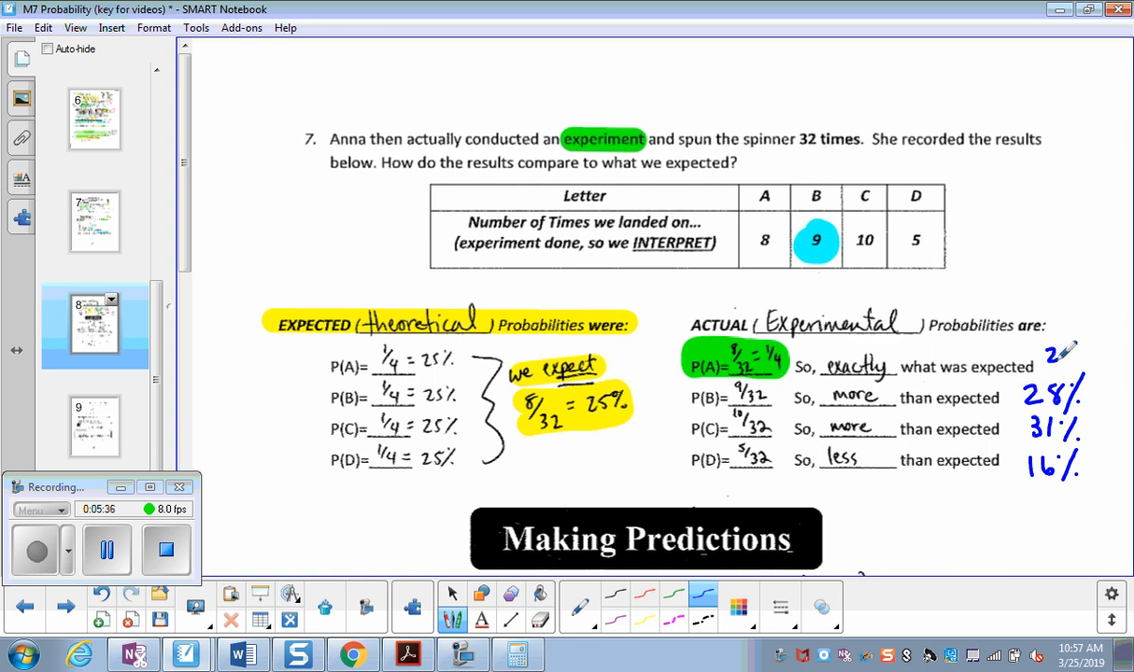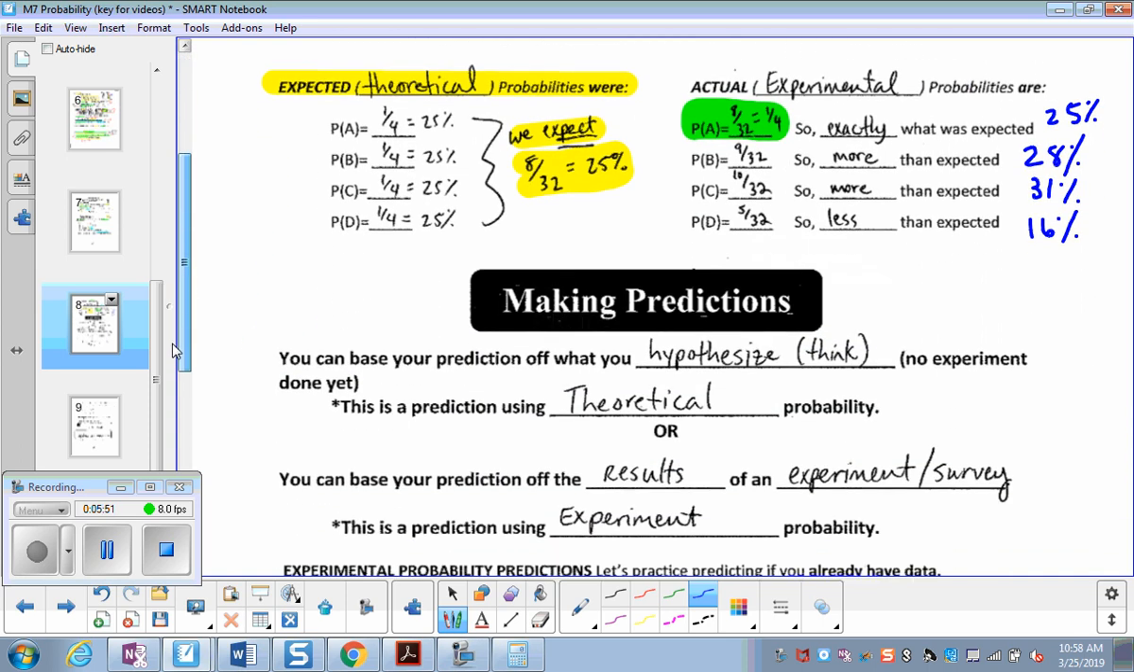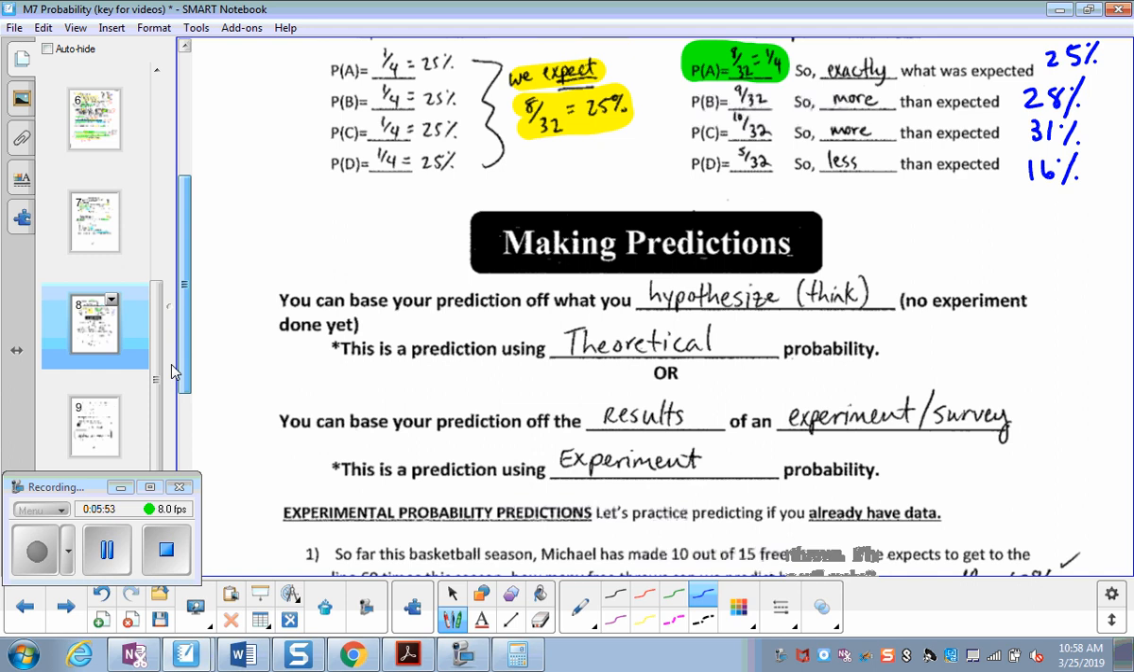So the first one was exactly the 25%. And we had 2 more that were more and 1 that was less than what we would have predicted. So you can see now we're comparing what happened to what we expected. So when making our predictions, we can make our predictions based off what we think, which is theoretical, or we can make our predictions based off the results of an experiment or survey, which is us using the experimental probability.